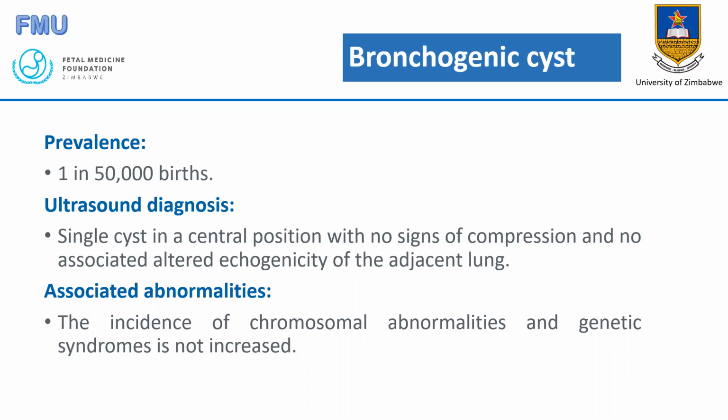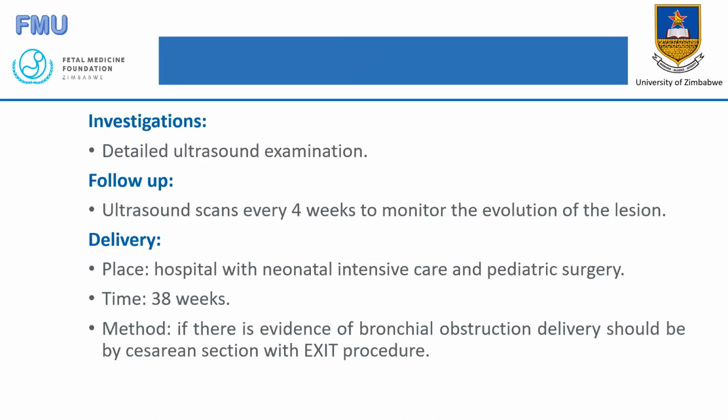And normally these cysts are central because they are originating from the bronchus, which are normally central structures within the hemithorax. So the location also matters for you to say this is a bronchogenic cyst, so that you distinguish it from the other cysts. The incidence of chromosome abnormalities and genetic syndrome is not increased. So for this couple, there's an option. We don't necessarily have to offer them karyotype if they have a bronchogenic cyst.